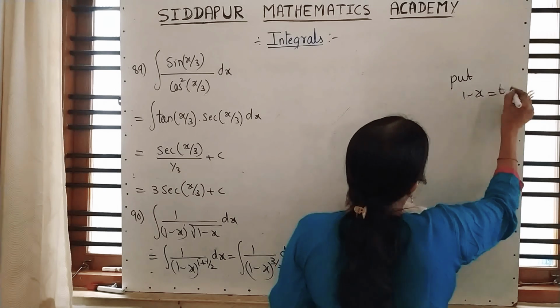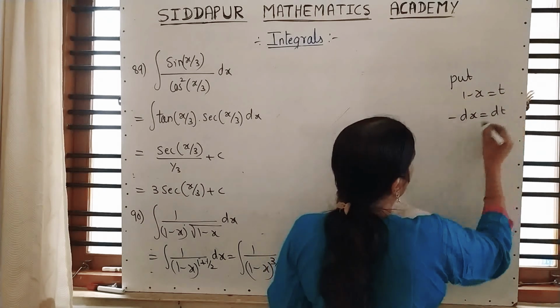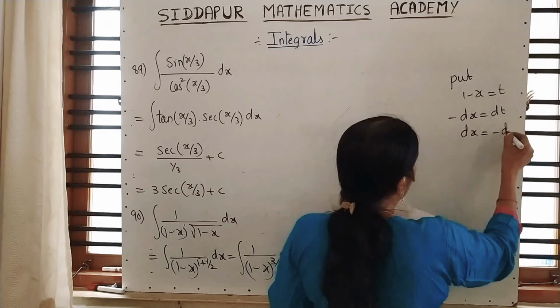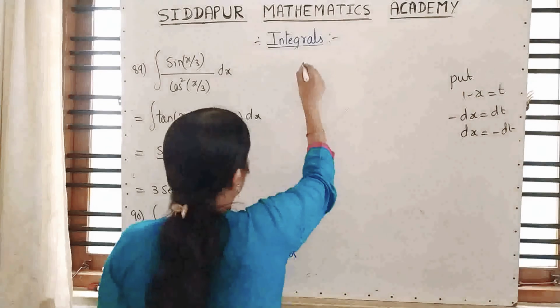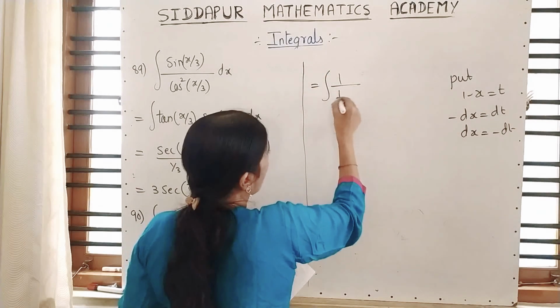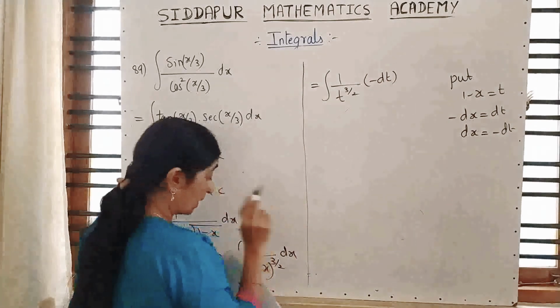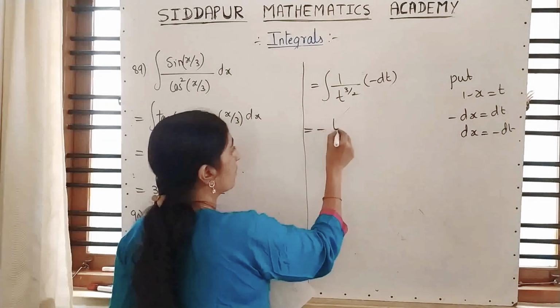Put 1 minus x is equal to t. Yes. dx is minus dt. Then how do you write this? 1 upon t raised to 3 by 2 into minus dt. It is in the denominator, take it in the numerator.